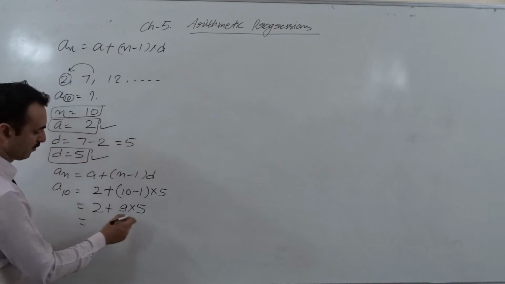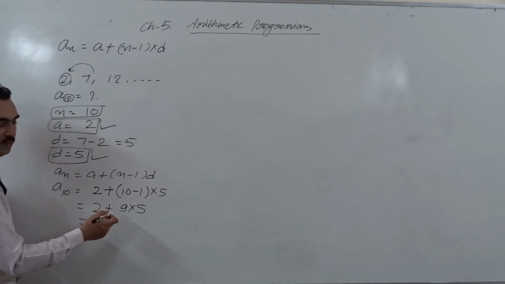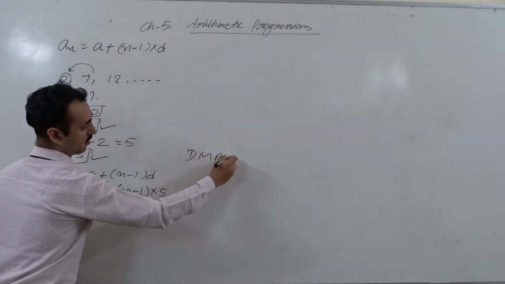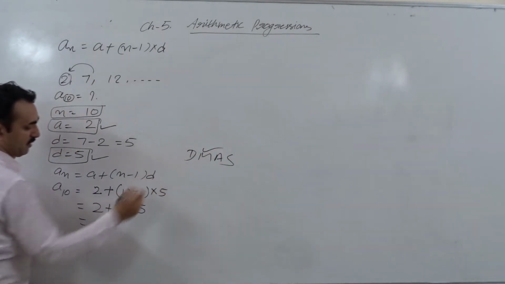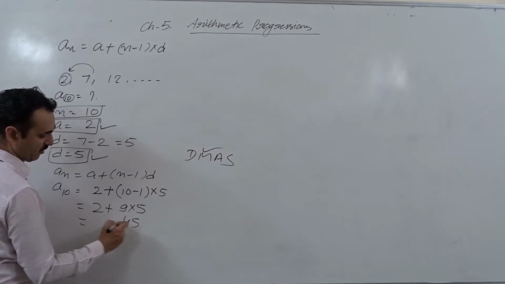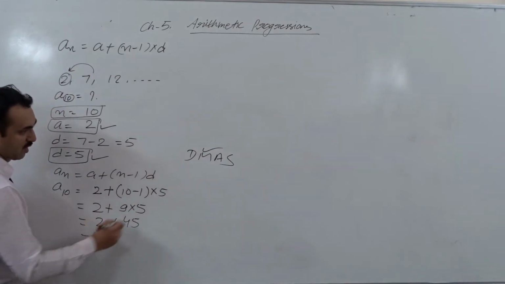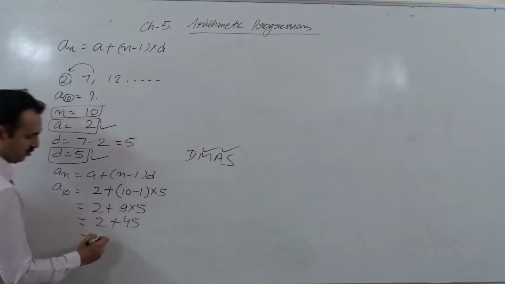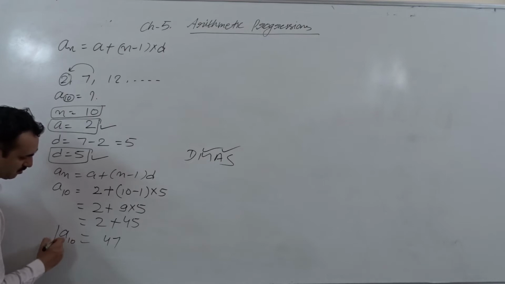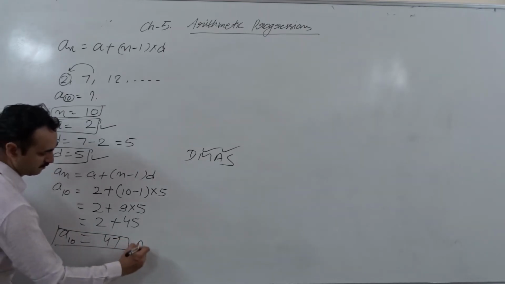Here the DMAS rule will apply. Don't do 9 plus 2 here. We will multiply first. DMAS rule means multiply first. Division is not here, so we multiply first. 9 fives are 45, plus 2. Now we will do addition: 2 plus 45 is 47. So A10 is 47.